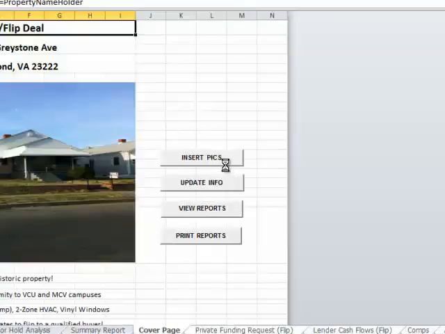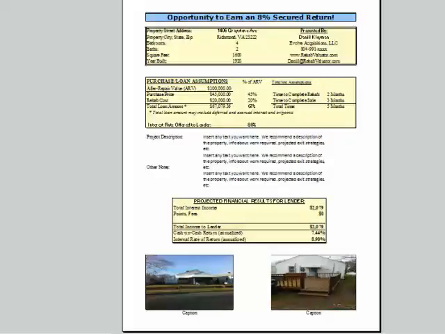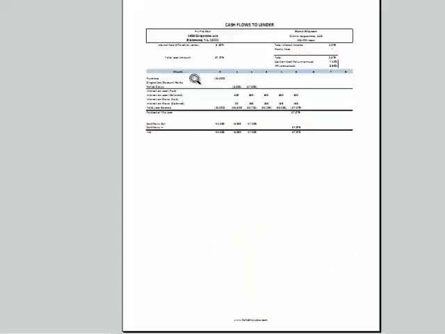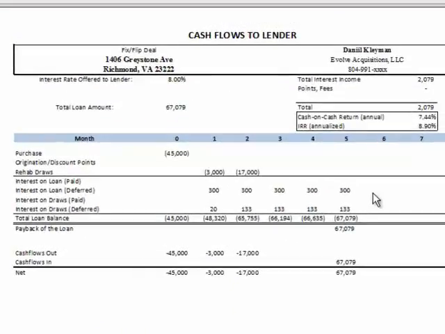You've got your cover page, and you could put your logo here. You've got your 1-page marketing summary. Here you've got the cash flow report, right? So you're showing your private lender exactly how the deal will look from their perspective. You're communicating all the numbers very clearly. This makes all the difference, right? Because there's no more confusion.